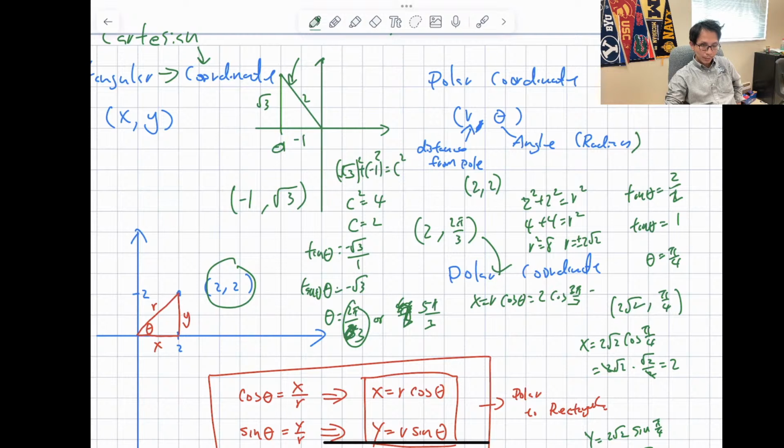-1/2, right? So it'd be -1. Is that okay? y equals r sine theta. So it'd be 2 sine of 2 pi over 3. r is 2, and this is square root 3 over 2. So it'd be 1, square root 3 in this. I convert back.